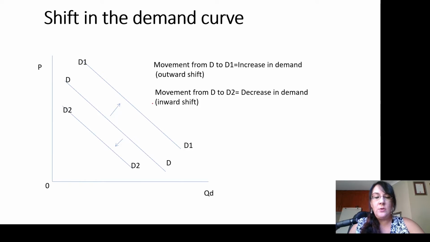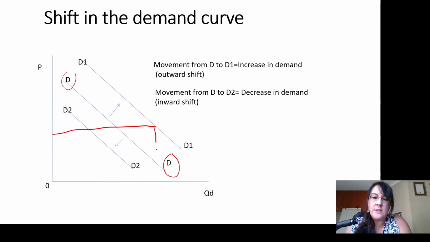So this is an increase from D to D1. So we call D, this one, our original demand curve. And when it shifts outwards, an outward shift away from the p-axis is seen as an increase. And an inward shift towards the p-axis is seen as a decrease in demand. But I will also show you a more mathematical representation of this.